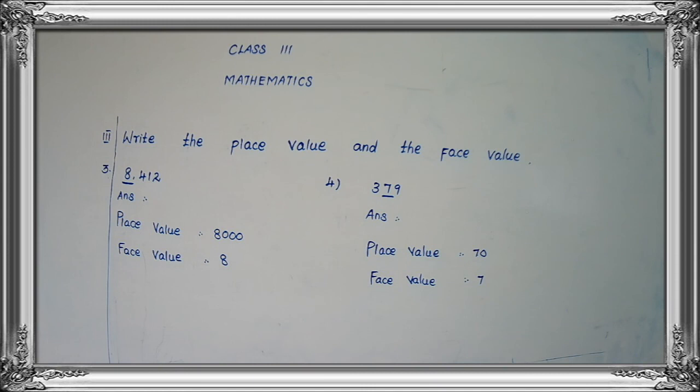Then the fifth one: in each pair, underline the number which has a greater place value for the given digit. Each pair means you have to find in A, in B, in C, and in D. Okay, children. Find the place value, and the number that has the greater place value, you underline. Do you understand, children?